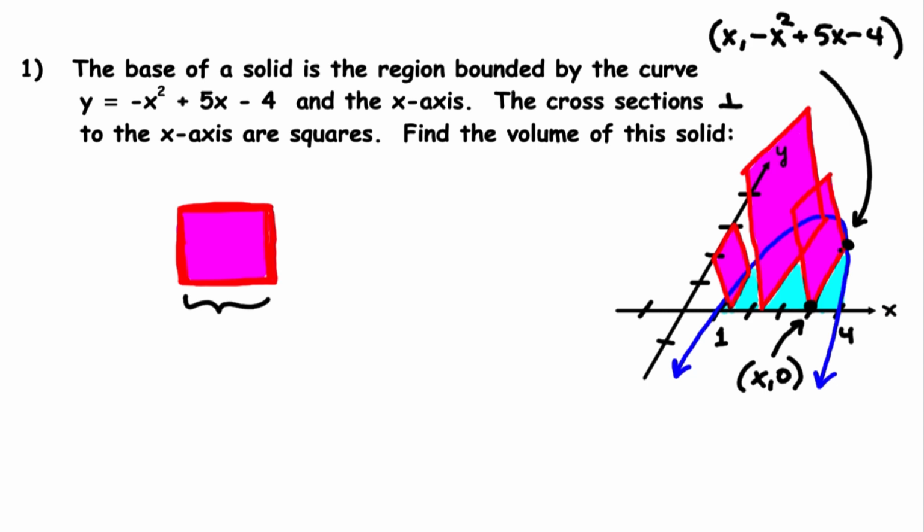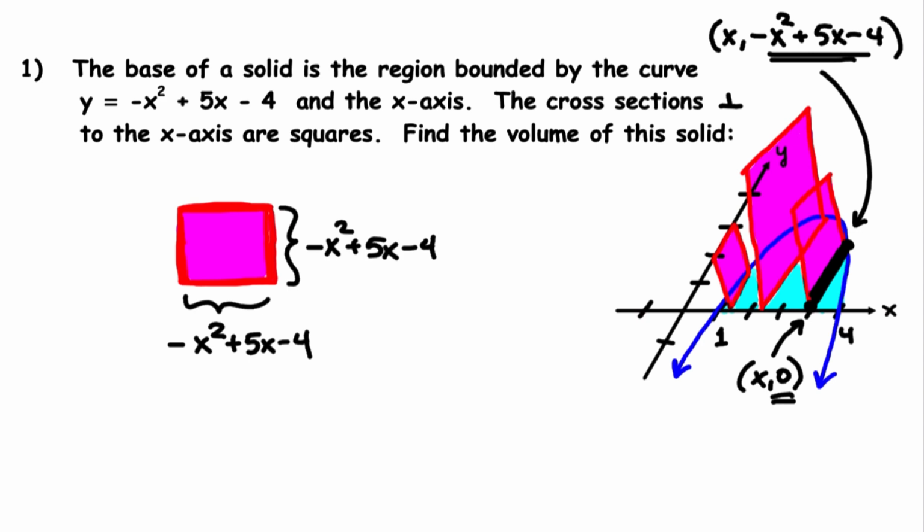So the length of this segment that I'm going back and forth on in black is simply going to be top minus bottom. It's simply going to be negative x squared plus 5x minus 4. Now, because this is a square, the other side will be the same thing. This square represents a cross-section of the entire shape. All right, I'm going to move my square out of the way so I have some working room, but I still want to look at it.